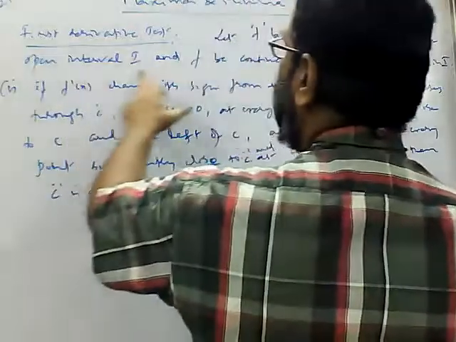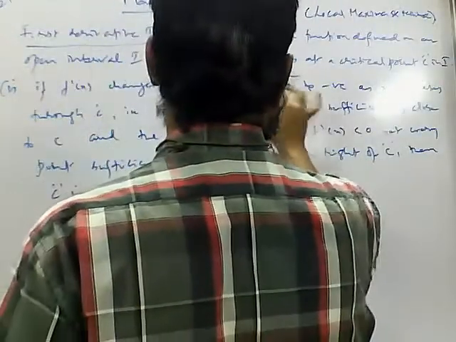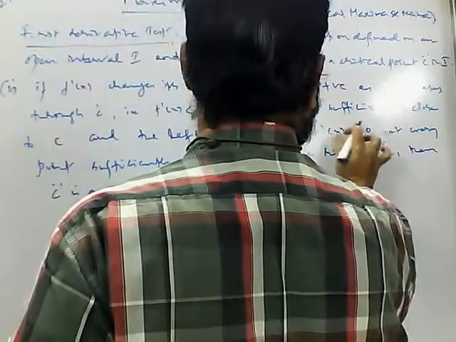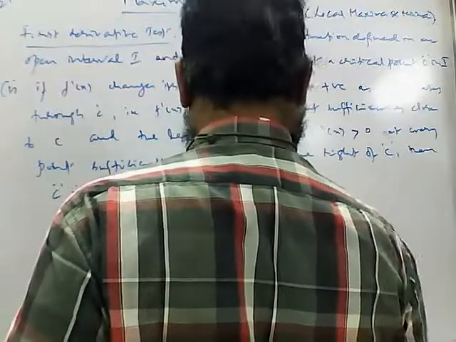Next one. Let f be a function defined on open interval I and f contains a critical point C. If f dash changes its sign from negative to positive as x increases through C, that is f dash x less than 0 at every point sufficiently close to and to the left of C and f dash x greater than 0 to the right of C, then C is a point of local minima.